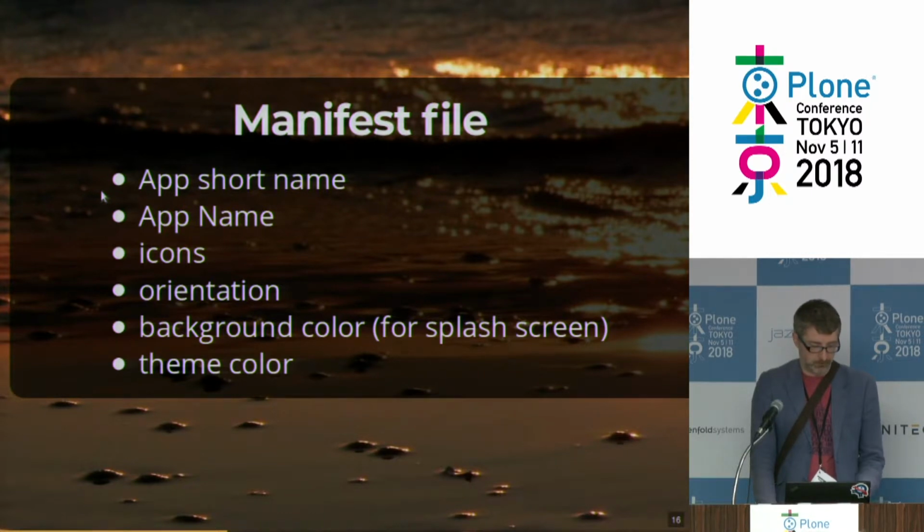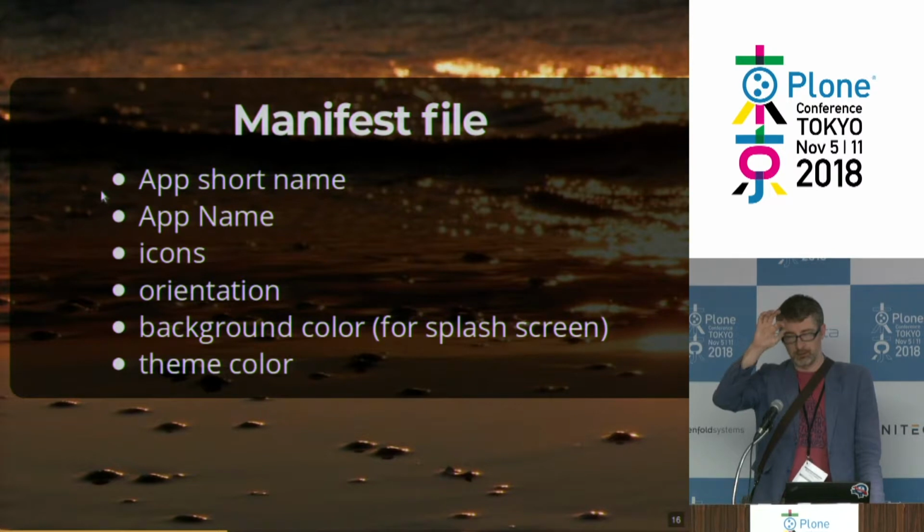The manifest file. You can define in a manifest file some metadata. If you have a manifest file, you define a short name for your app, a normal longer name, icons, and the orientation. You can say, okay, is it flexible, or should I just stick to portrait or landscape mode? Background color for the splash screen, or even for the title bar in Android. You can configure this stuff.